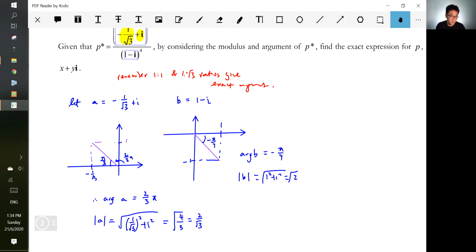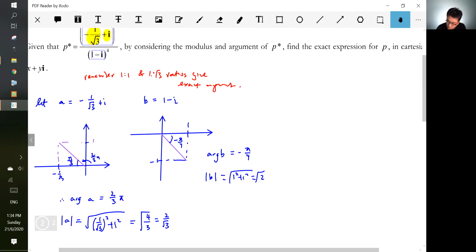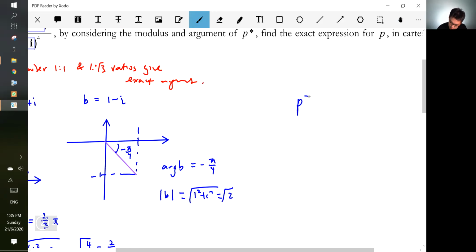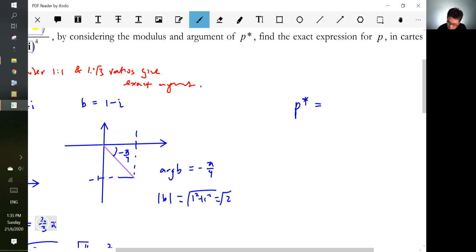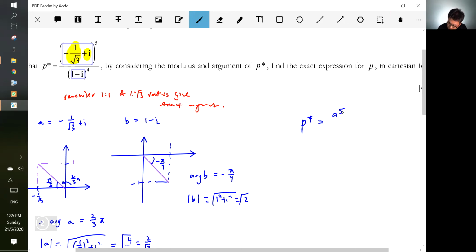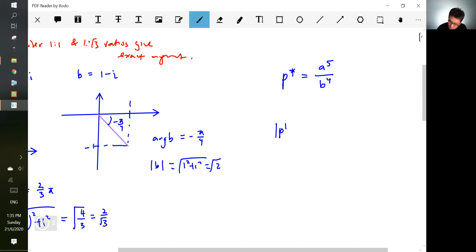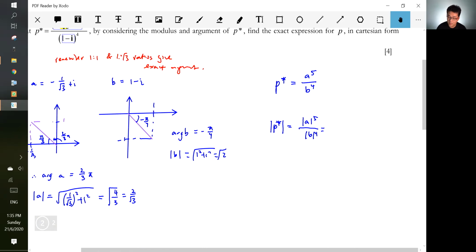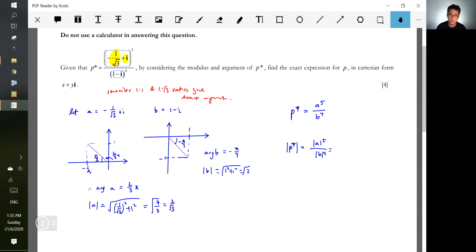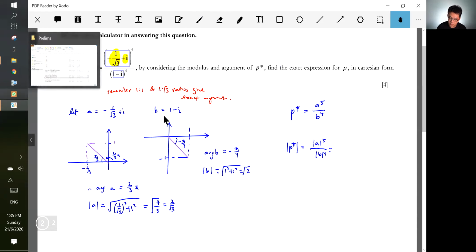Now, once you've done that already, it's pretty simple because then you could actually just find P. P0 is equals to A5 over B4. So what you do is you want to find modulus of P0, right? Modulus of P0 is modulus A5 over B4. Now bear in mind, if you are very fluent, you don't even need to let A and B be this.